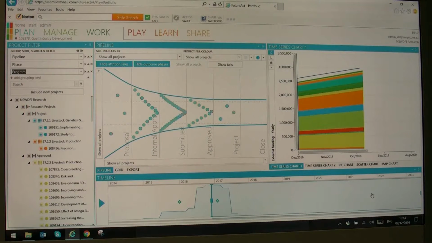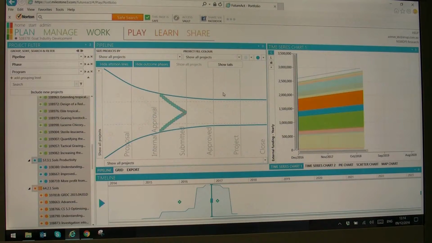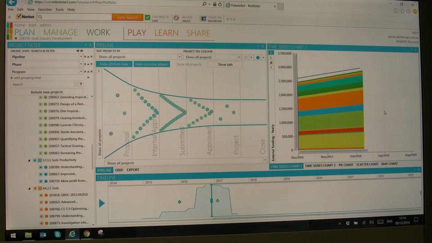In the middle on the top is what we call the certainty pipeline, where you conceptually go from an idea through to operation to completion. On the right-hand side, we have a series of work surfaces, and we'll show you some of the rest of them, but the one you're looking at is a time-based forecast, capturing, in this case, external income over time, and representing where it's coming from. And then underneath, we have what we call our time control series.